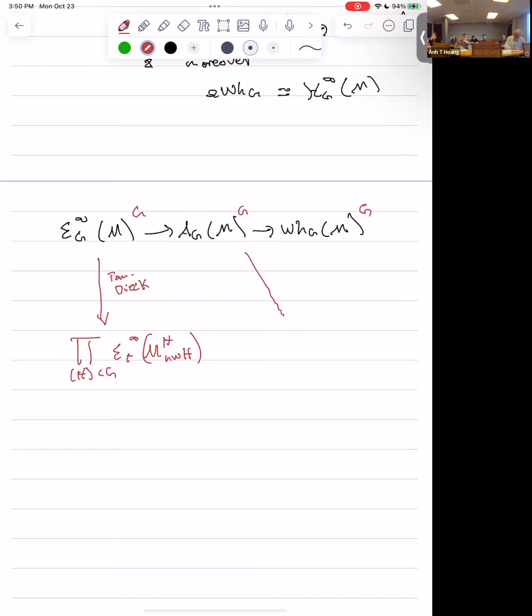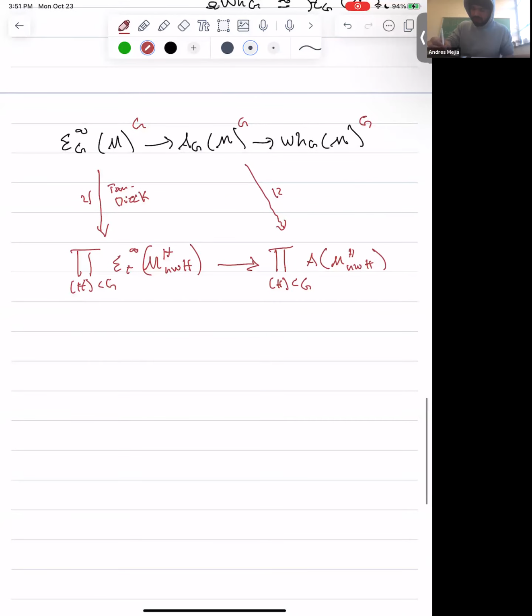And then A theory, likewise, and this is a weak equivalence, also has a splitting. It was basically cooked up in order to have this splitting because they wanted to map from this equivariant suspension spectrum to the A theory. So this is the non-equivariant A theory of M^H homotopy orbits WH. And there's a map here that's compatible.